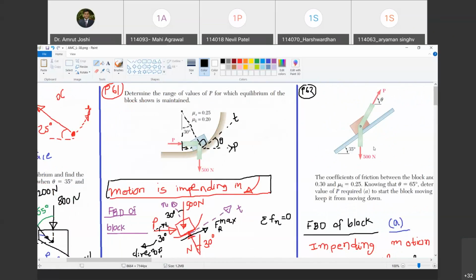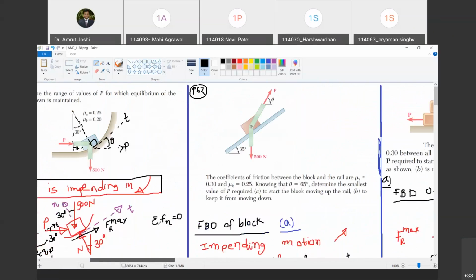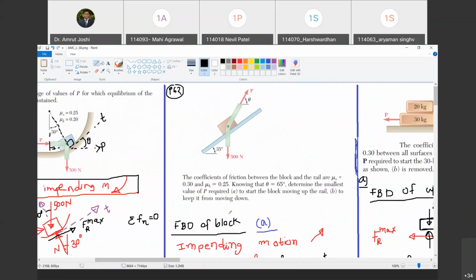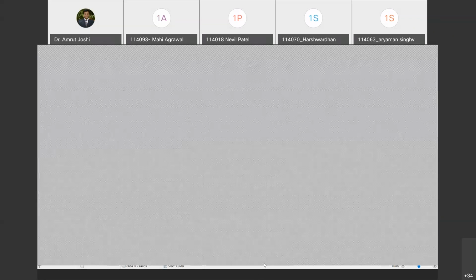So just to make you acquainted, I have also taken one more problem of this sort. So let us have a look at this. Problem number 62. Can you read the statement for me, Mahi? The coefficient of friction between the block and the rail are μs equals 0.30 and μk equals 0.25. Knowing that theta equals 65 degree, determine the smallest value of P required: A, to start the block moving up the rail; B, to keep it from moving down.